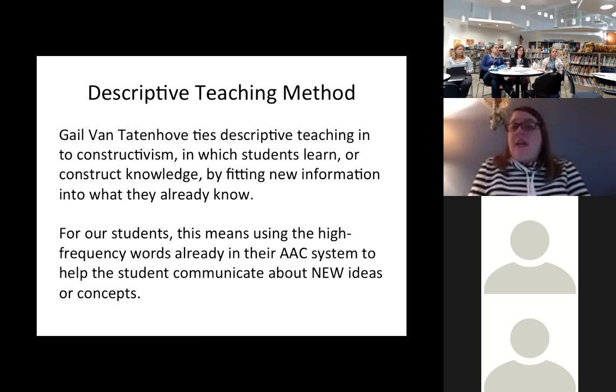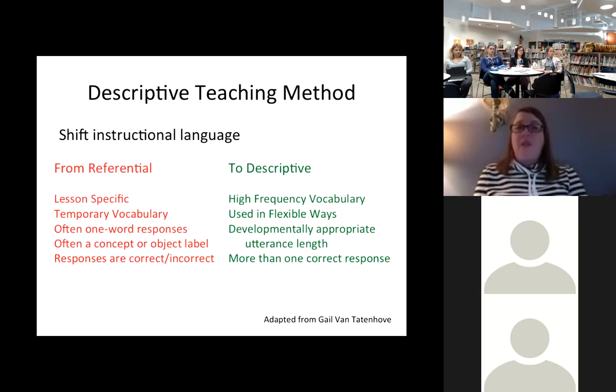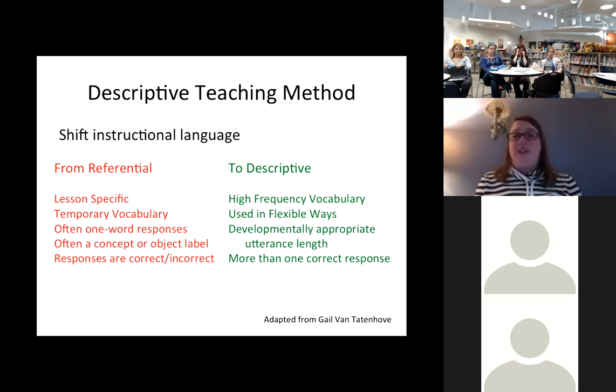Okay, so Gail ties descriptive teaching into a concept called constructivism, and that's where students learn or build knowledge by fitting new information into what they already know. So what does that mean for our kids who use AAC? It means that they can use the high frequency words that are already in their system to communicate about new ideas or concepts. So we want to shift from what we call referential instructional language, which is lesson specific, temporary vocabulary, often one-word responses, often a concept label or an object label.